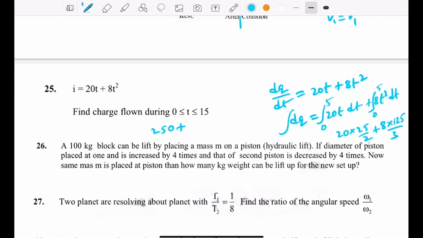So it will be, just 1 minute. Okay. 125 into 8, 125 into 8 is 1000, I guess. Yeah, 1000 by 3. So it will be 333.33. So it will be 583.33. So this is the answer.